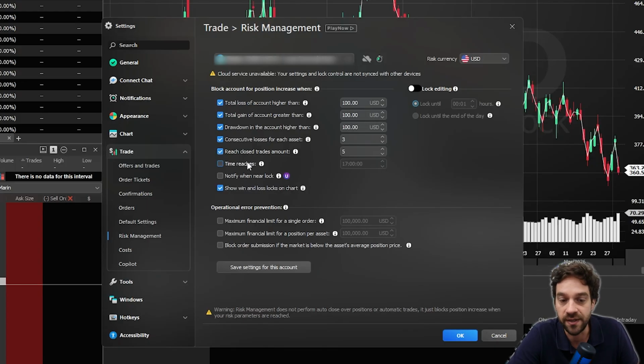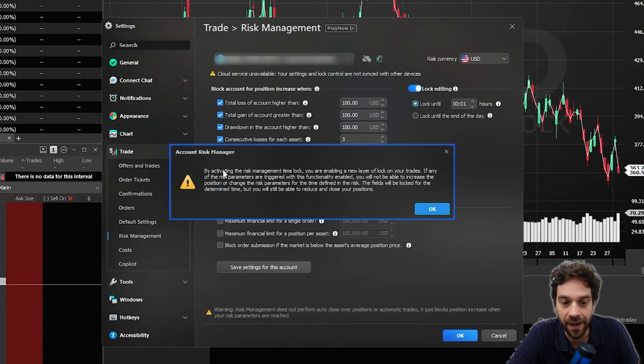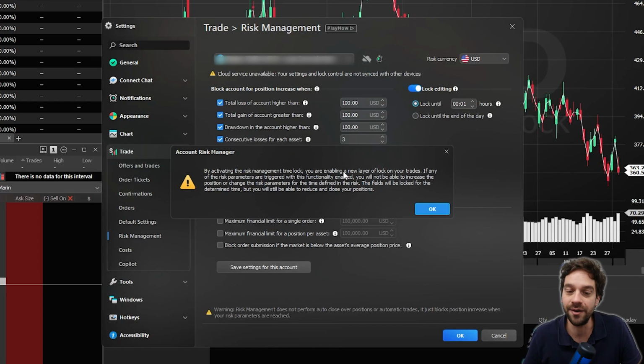Done. If a time reaches, and even like you have lock, so if you lock editing by activating the risk management time lock, you're enabling a new layer of locks on your trades. If any of the risk parameters are triggered with the functionality enabled, you will not be able to increase the position or change until the time is defined. Okay, so the fields will be locked for the tournament time.